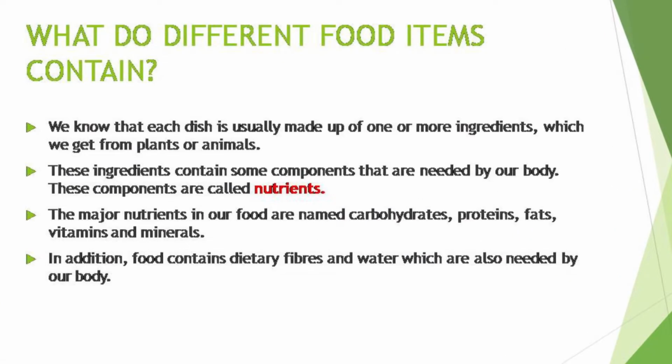We know that each dish is usually made up of one or more ingredients which we get from plants or animals. These ingredients contain some components that are needed by our body. These components are called nutrients. The major nutrients in our food are carbohydrates, proteins, fats, vitamins and minerals. In addition, food contains dietary fibers and water which are also needed by our body.